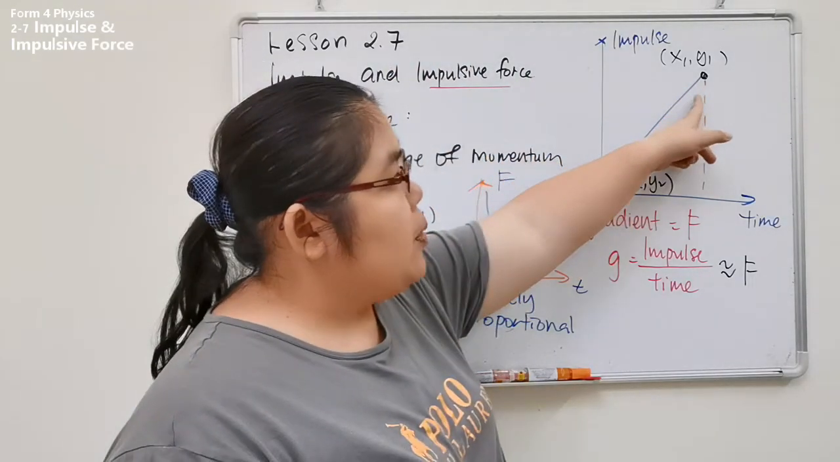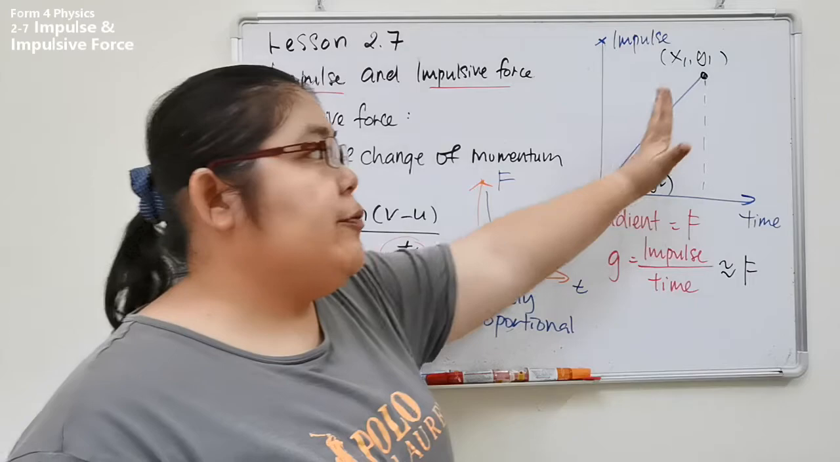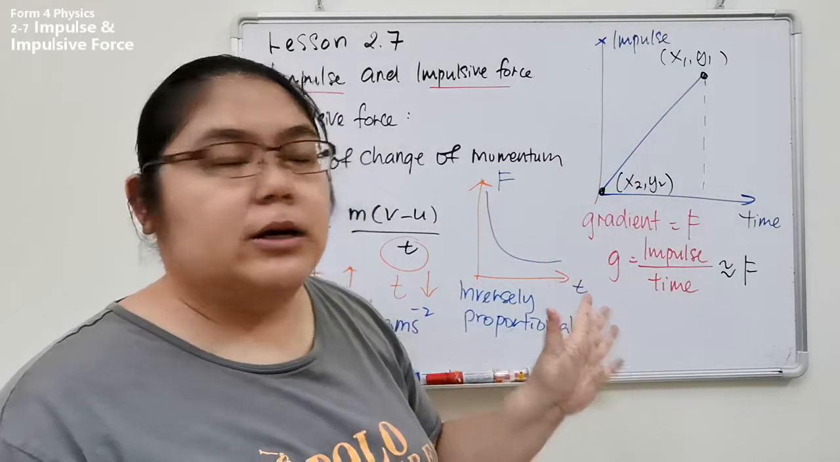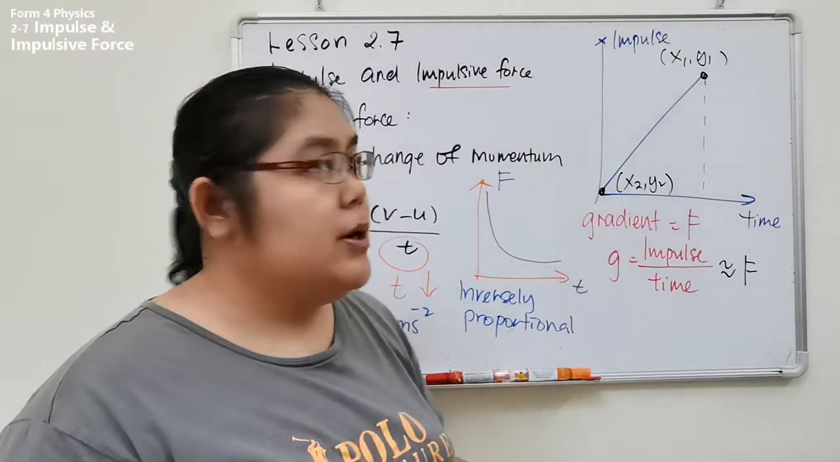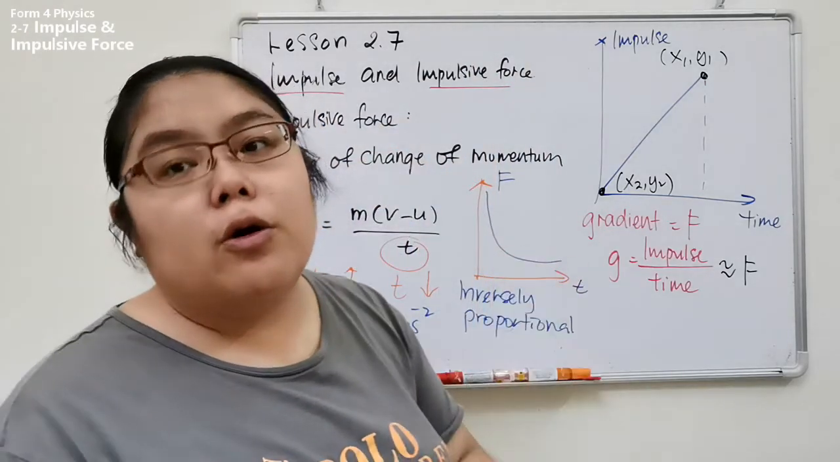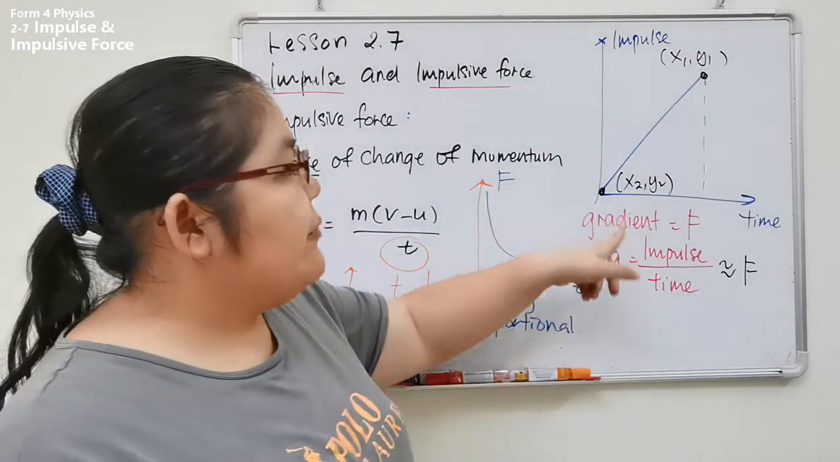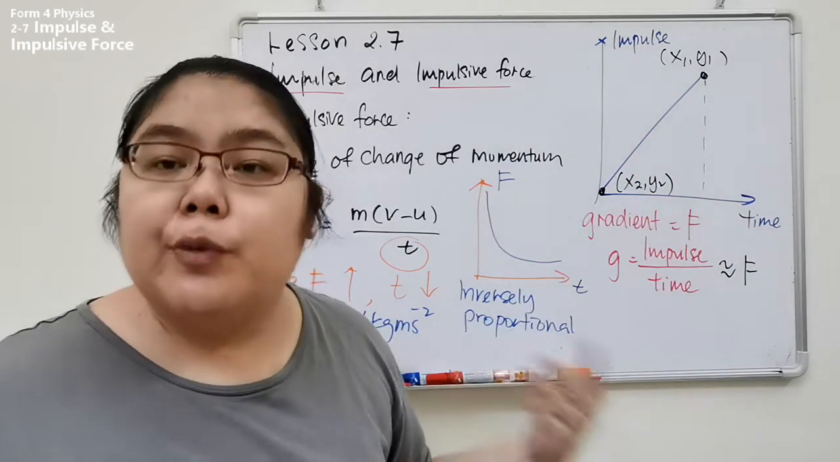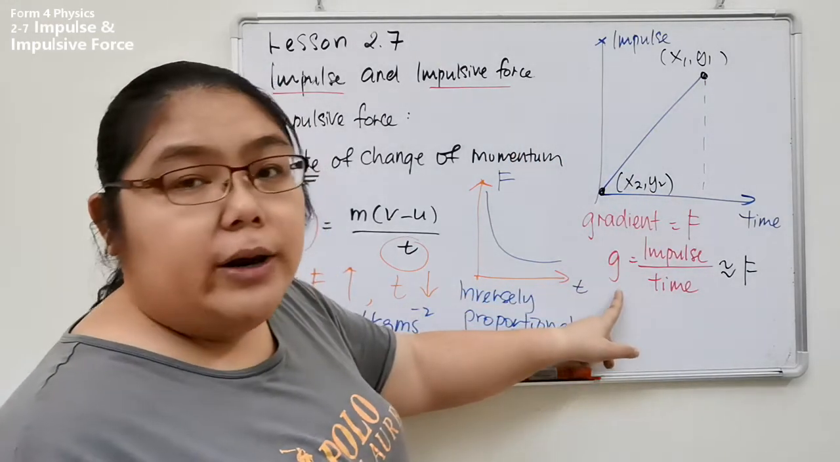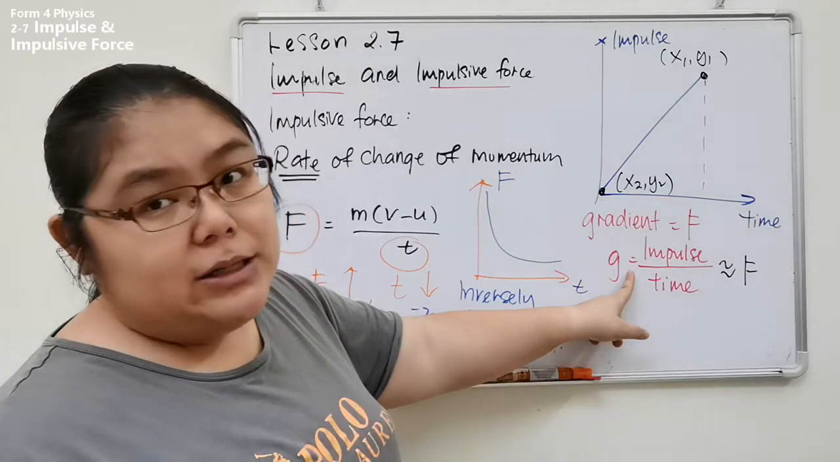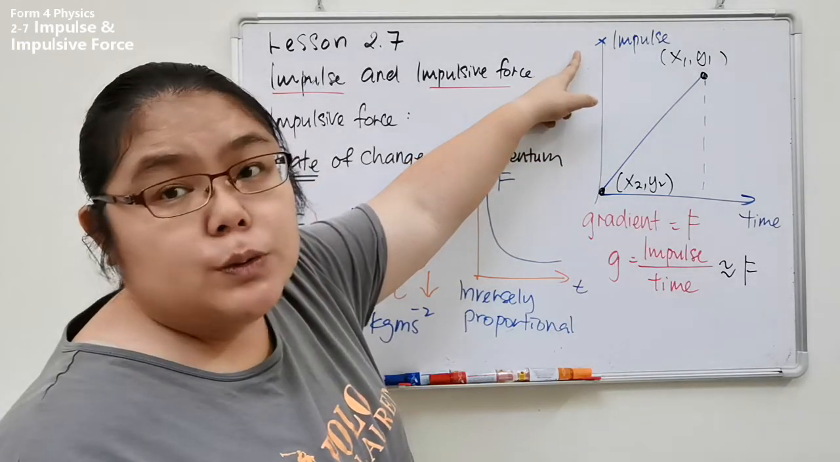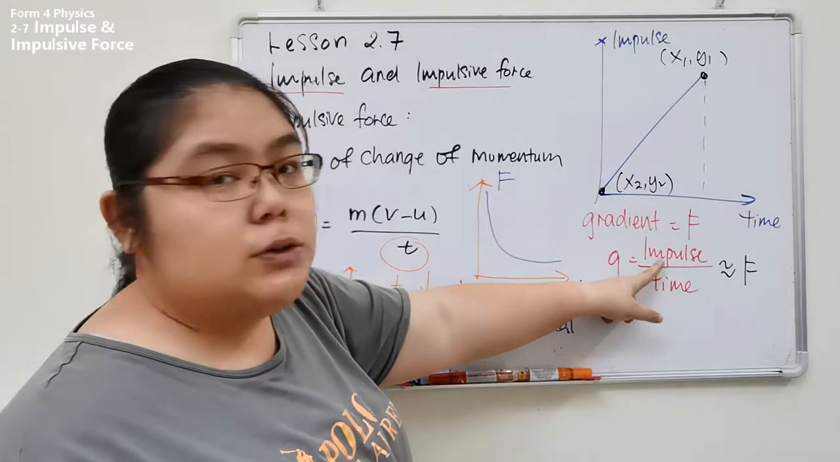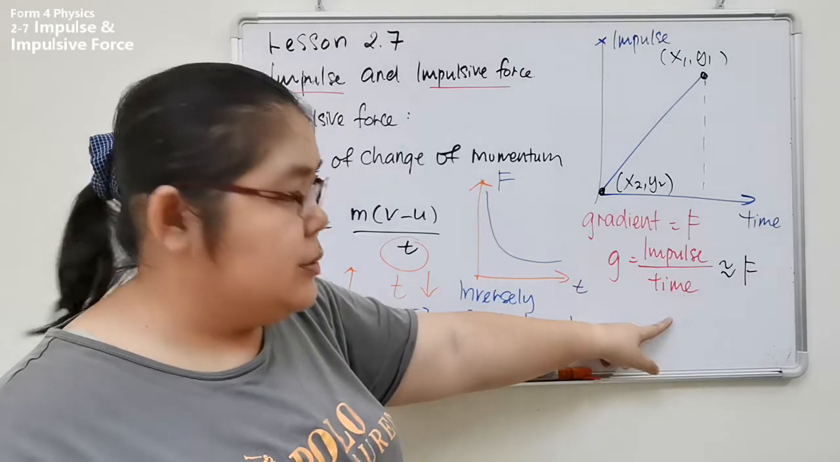This is the first point, this is the last point. So that means we want to find the gradient. If you find the gradient, you take the formula y1 minus y2 over x1 minus x2. Actually, in this graph, the gradient is the impulsive force. How do we prove it? Gradient equals y1 minus y2. Y is impulse, so I take impulse over x1 minus x2.